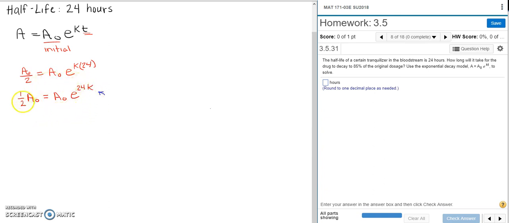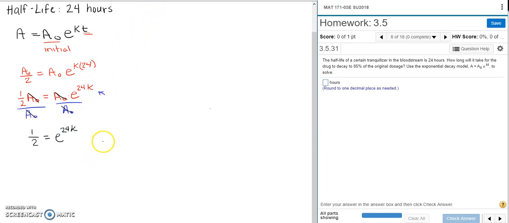So the trick to this, since I have A naught times e to the 24K, I'm going to divide by A naught on both sides. If they'd given us a starting amount, like say we started with 1,000 grams or whatever, we would have divided by that starting amount. This would be our first step, whether this was a number or a variable. And what's nice is it just ends up canceling out on both sides, right? So we end up with half on this side equals e to the 24K.